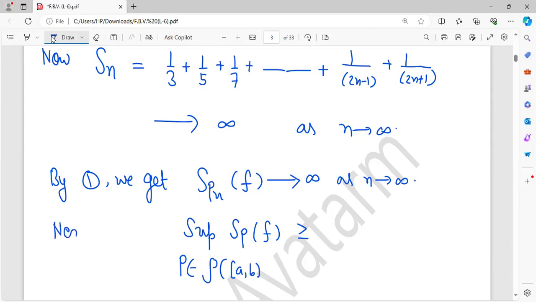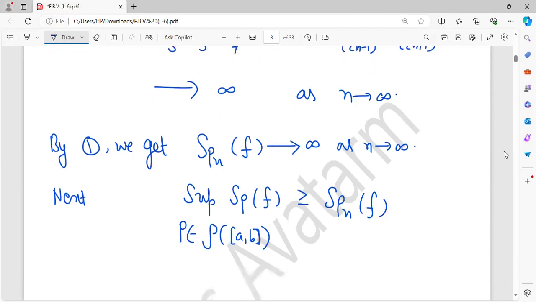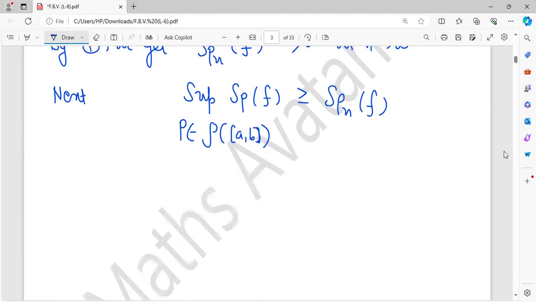Now next, since this is the supremum, this will be greater than SPn's, because Pn's are certain partitions of the closed interval AB. But this is the supremum over all the partitions, so this will be greater. When n tends to infinity, the lower thing tends to infinity, so obviously the upper thing will also tend to infinity.